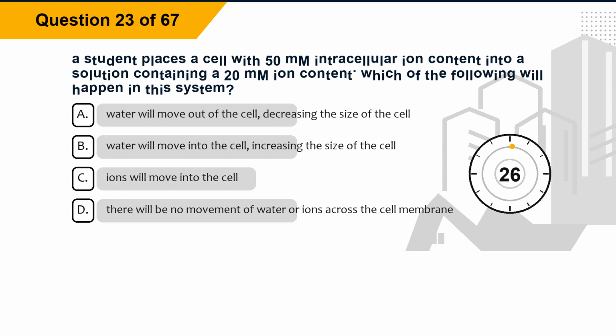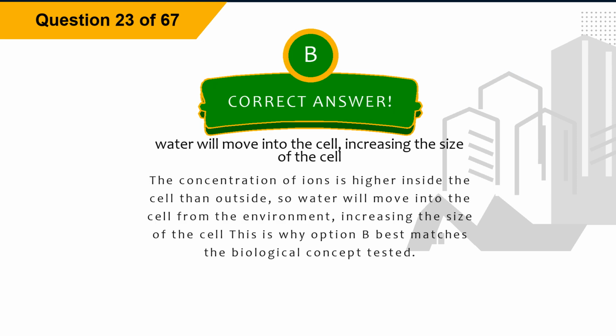Question 23. A student places a cell with 50 mM intracellular ion content into a solution containing a 20 mM ion content. Which of the following will happen in this system? Option A, water will move out of the cell, decreasing the size of the cell. Option B, water will move into the cell, increasing the size of the cell. Option C, ions will move into the cell. Option D, there will be no movement of water or ions across the cell membrane. The correct answer is option B, water will move into the cell, increasing the size of the cell.